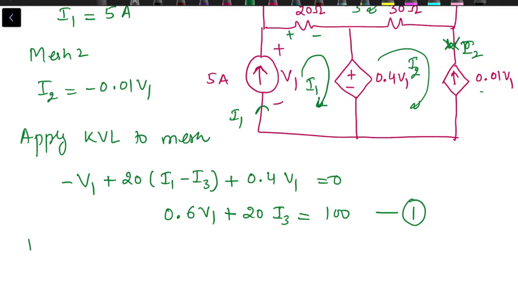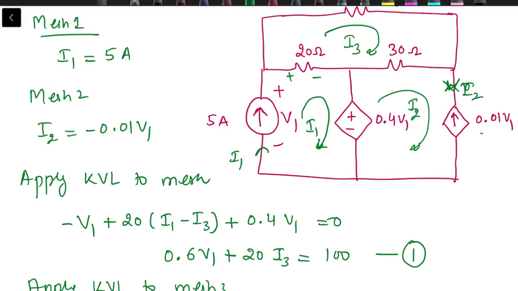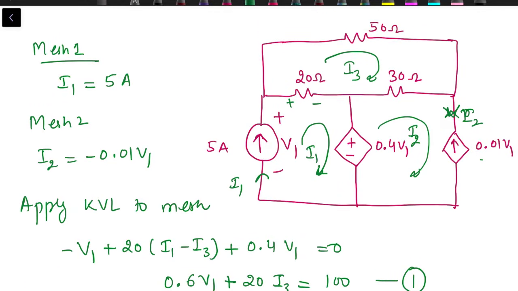Next equation we will get by applying KVL to mesh 3. Now when we apply KVL to mesh 3, again assign the voltage drop polarity as per the direction of I3. So I3 through 30 ohm is from right to left in this direction, plus minus, through 20 again in this direction, plus minus.